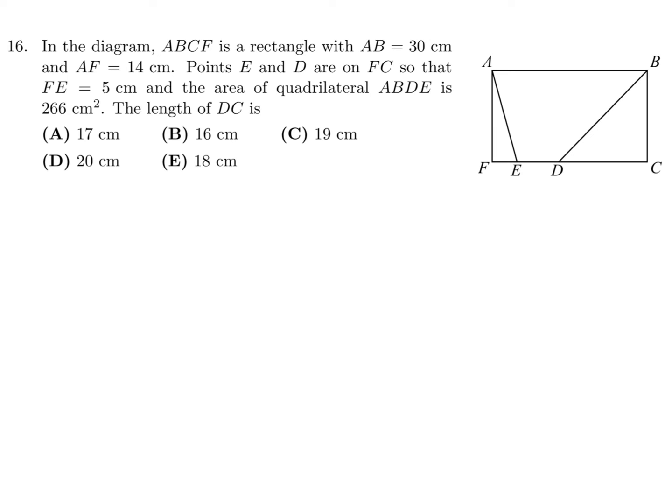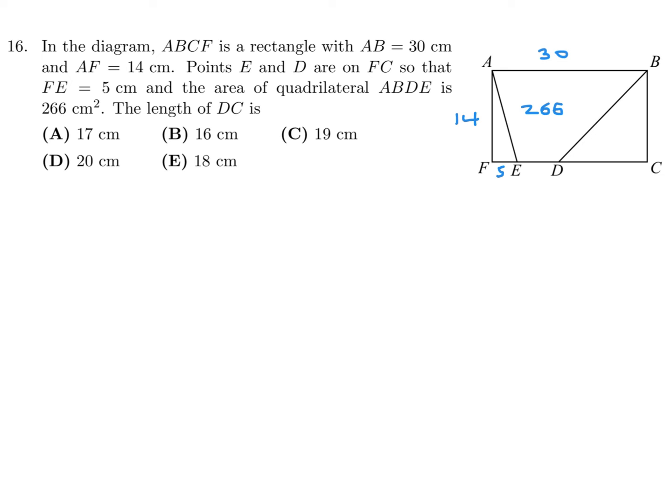In the diagram, ABCF is a rectangle with AB equal to 30 centimeters and AF is 14. Points E and D are on FC so that FE is 5. The area of the quadrilateral ABDE is 266. The length of DC is. So let's put this in. 266 goes there. And 30 and 14, I think that's all. Oh no, FE is 5. All right, let's see what we get.